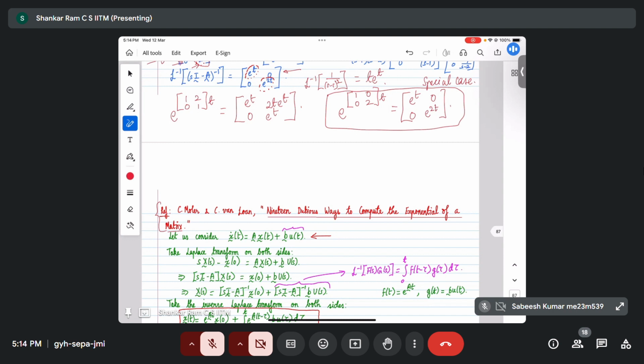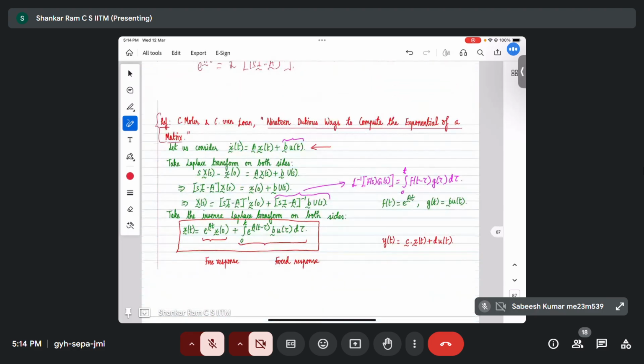What was that method? We essentially learned that e^(At) is the Laplace inverse of (sI minus A) inverse. So that's all we need. I hope it is clear how to calculate e^(At).